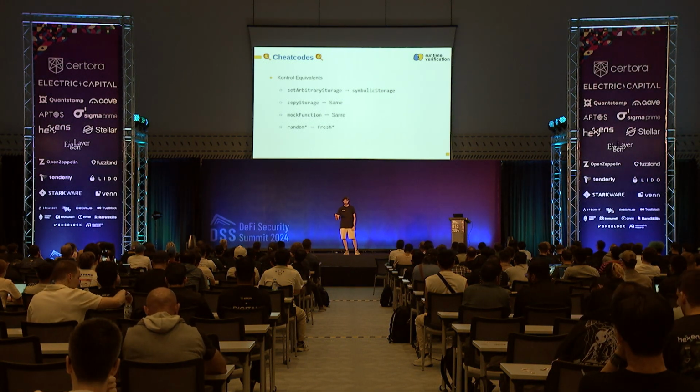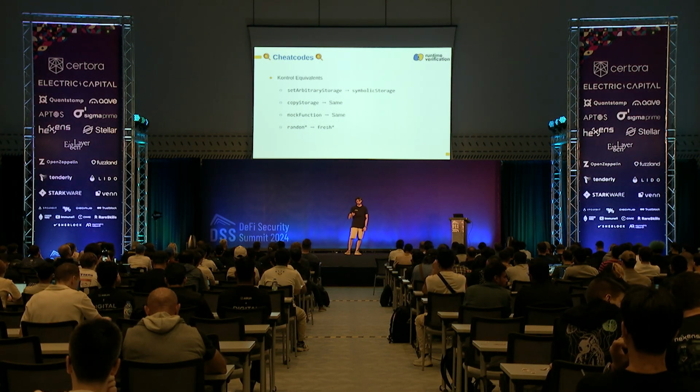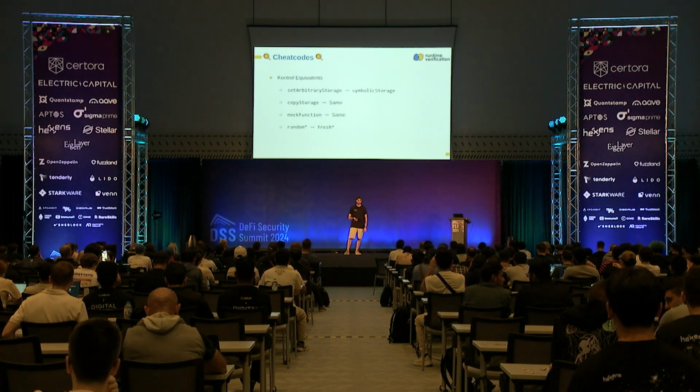So set arbitrary storage for us is symbolic storage. Copy storage and mock function are the same. And then for random, we just call them fresh, because in the symbolic context, it's not random itself. It's just a fresh variable. So basically, what set arbitrary storage does, in case you don't know, in Foundry, is it sets a concrete fixed number for any uninitialized or unread slots of a given address. And for us, it sets the entire storage as symbolic, right?